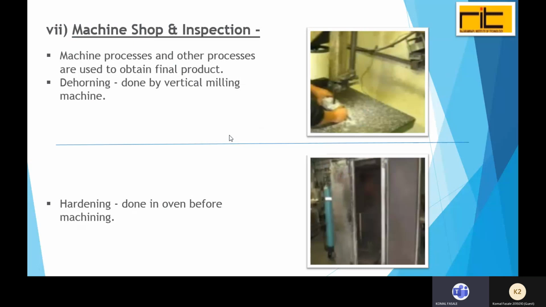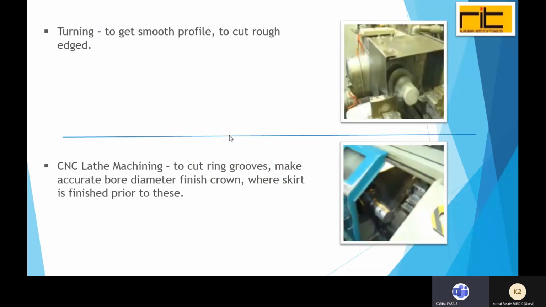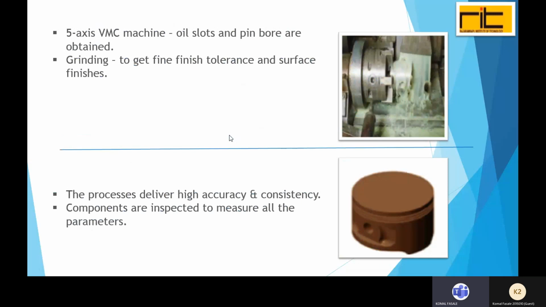The dehorning is done by the vertical milling machine. The next one is hardening, done in an oven before machining, as shown in the diagrams. Then turning to get the smooth profile and cut rough edges. Then CNC lathe machining to cut ring grooves, make an accurate bore diameter, and finish the crown, where a script is finished prior to this. Then the 5-axis VMC machine is used, and the oil slots and the pin bore are obtained.